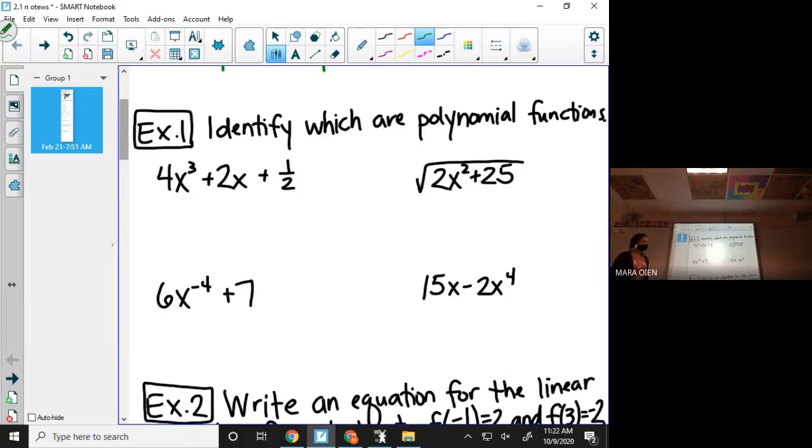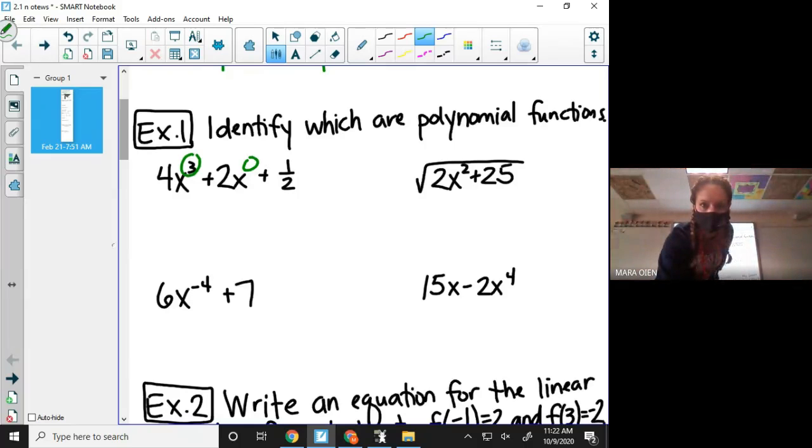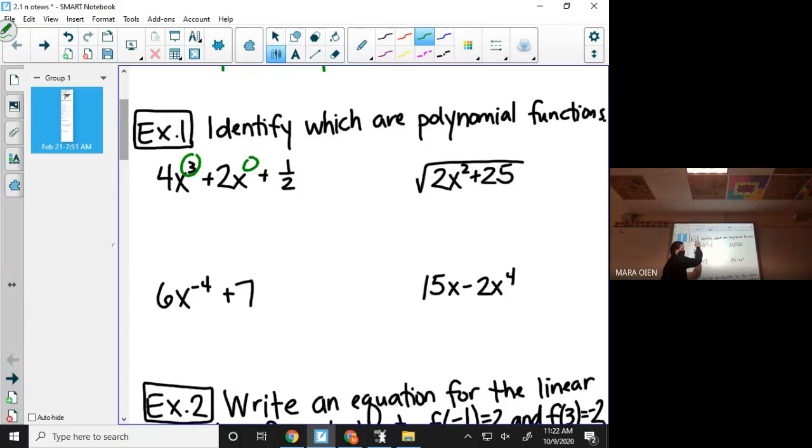So identify which are polynomial functions. When I look at that first one, I've got 4x to the third plus 2x plus 1/2. Here's what I'm looking for. Here's my variable. That's a positive whole number. That's a positive whole number. This one doesn't have a variable, but that's okay. If it did, it technically would be x to the 0. That's not a negative exponent, so that's okay. So this one I would say is a polynomial function.